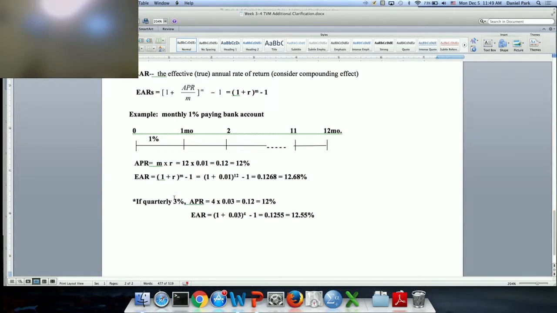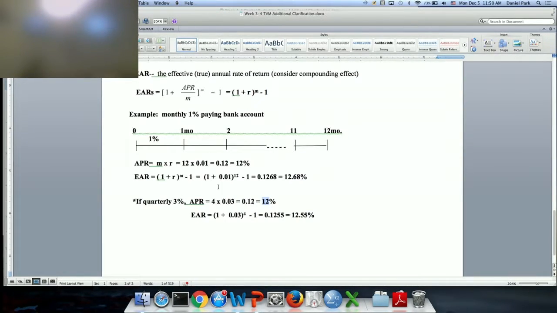Look at here. If a quarterly rate is 3%, then how many quarters in a year? Yes, 4 quarters in a year. 4 is M. And then quarterly 3%, we have 12%. So it doesn't matter whether it's monthly 1% or quarterly 3%, we have the same 12% as APR.